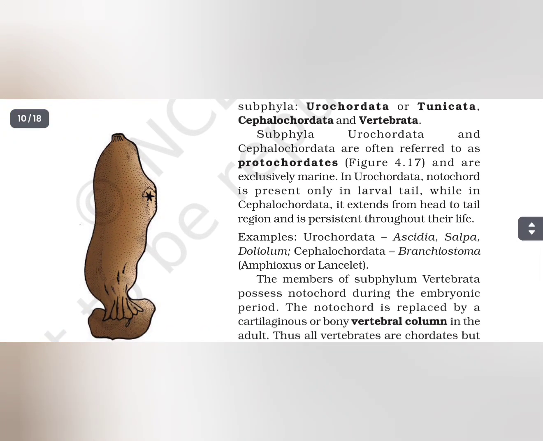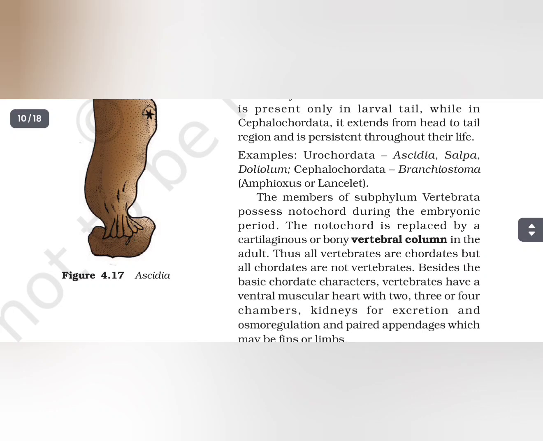Subphyla Urochordata and Cephalochordata are often referred to as protochordates and are exclusively marine. In Urochordata, notochord is present only in larval tail, while in Cephalochordata, it extends from head to tail region and is persistent throughout their life. Examples: Urochordata, Ascidia, Salpa, Doliolum; Cephalochordata, Branchiostoma, Amphioxus or lancelet.